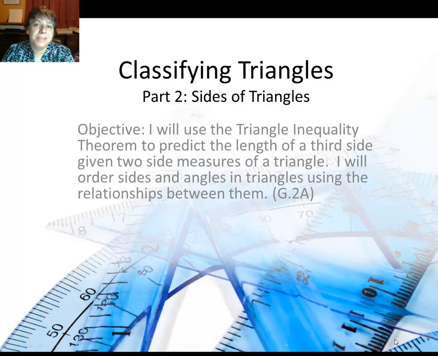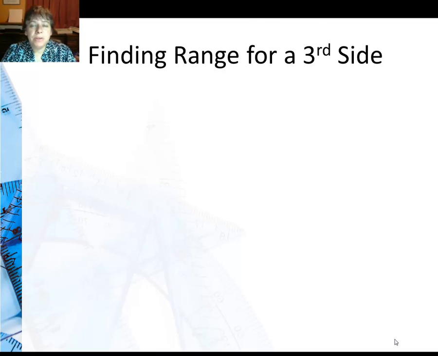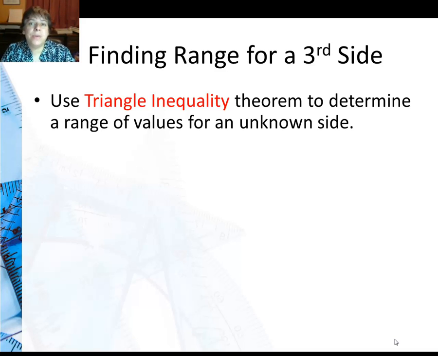Now we're going to look at the sides of a triangle and how that can be used to classify it. So first of all, let's say you know two sides of the triangle. How could I find a third side? Or what are the possible permissible values for the third side? Well, I'll use the triangle inequality theorem to figure that out.